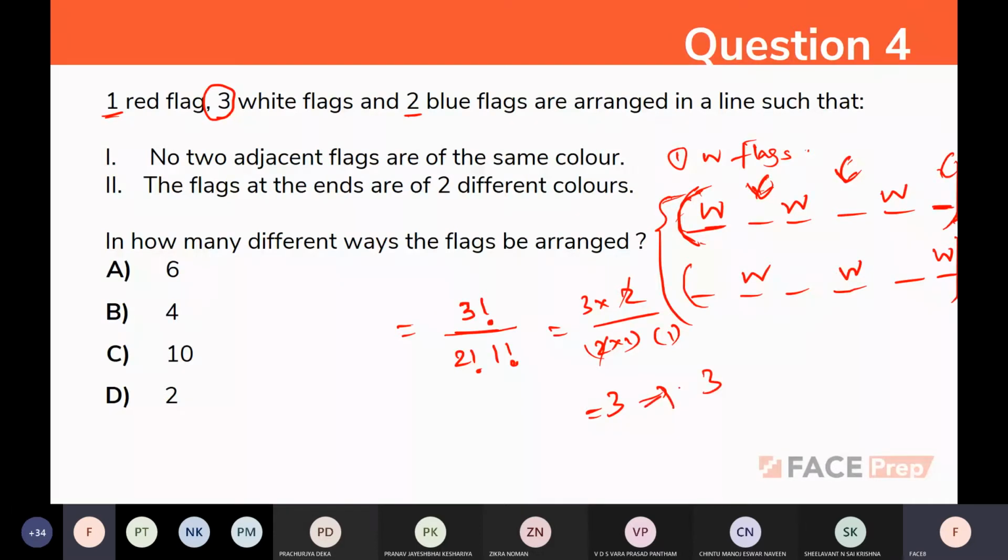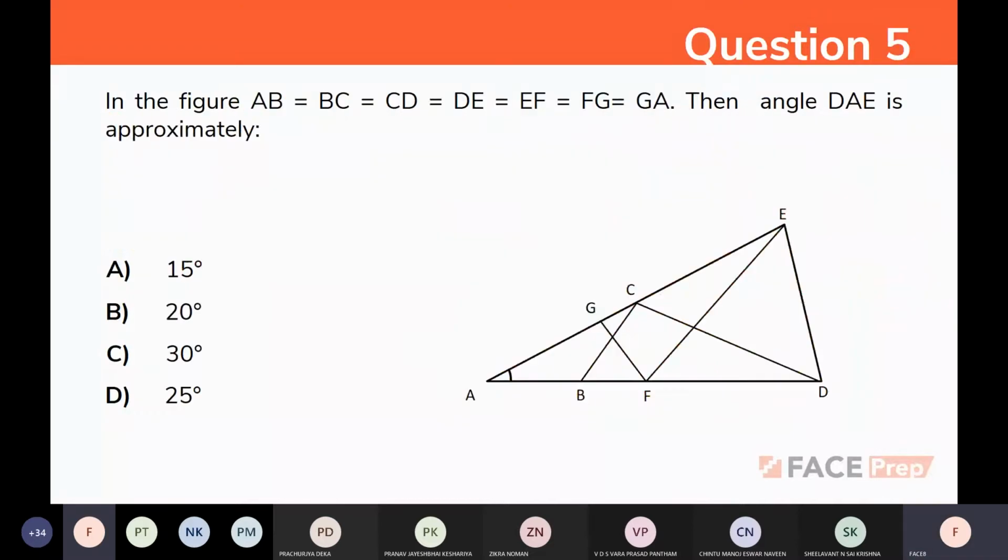So this is another method. This one is also easy, but you need to remember this concept. Remaining places will be in the numerator, and remaining flags will be in the denominator. Okay, let's move further. Let's move to the next question, which is question 5.